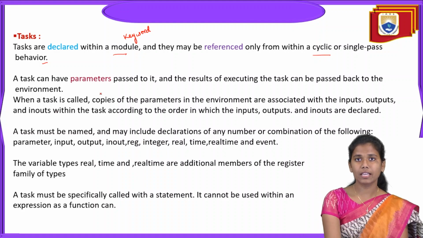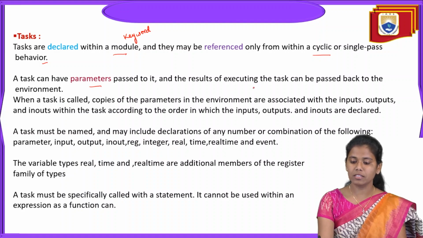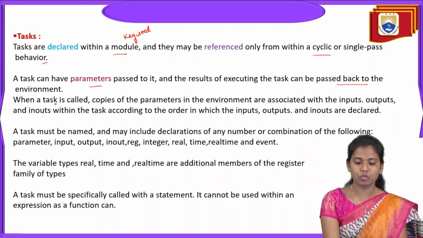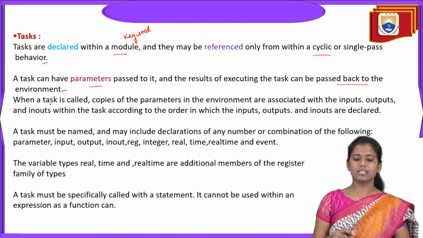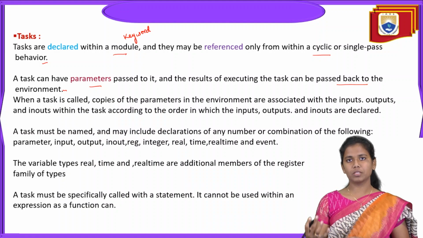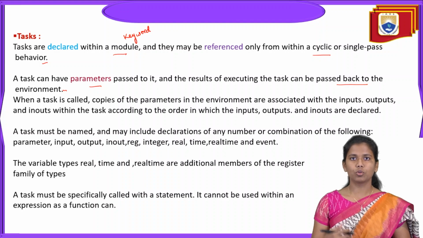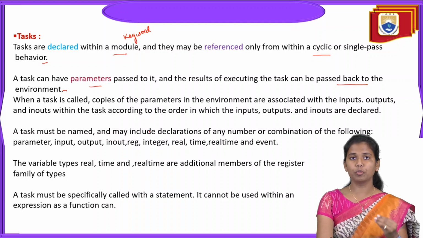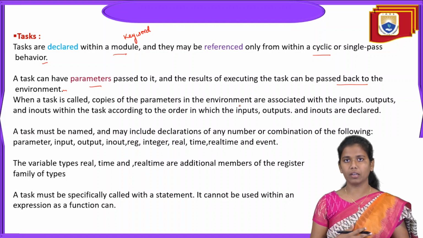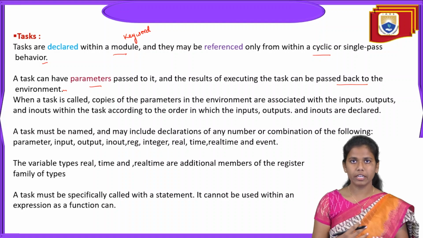Then a task can have some parameters which are passed to it, and as a result of executing, the task can pass values back to the environment. Yes, obviously, for a task to perform some job, we need some parameters, right? So the parameters have to be passed to it through the task, and the results from executing it can be retrieved back.